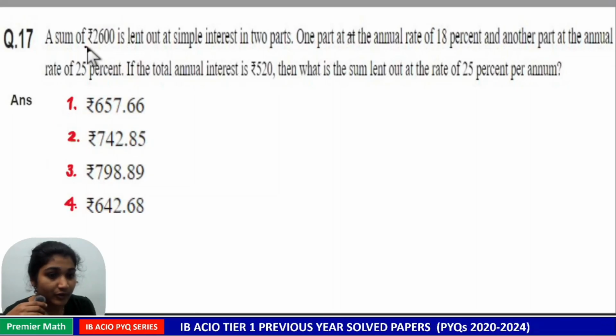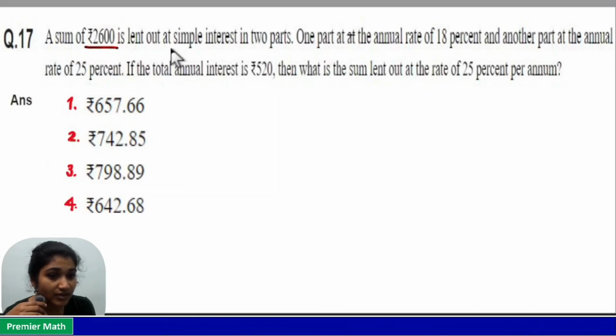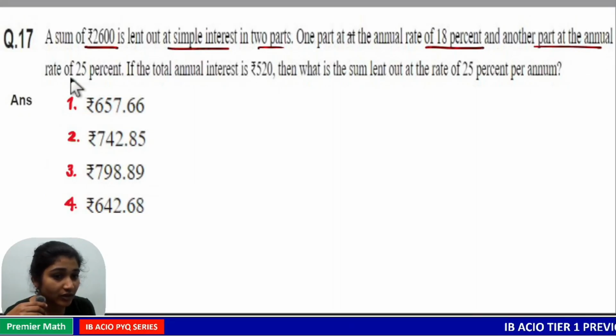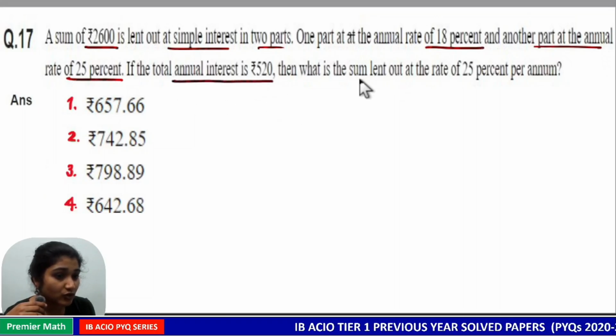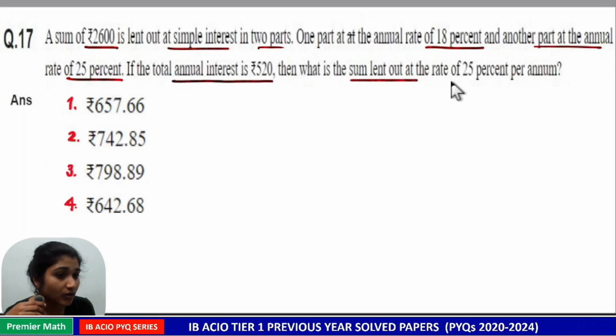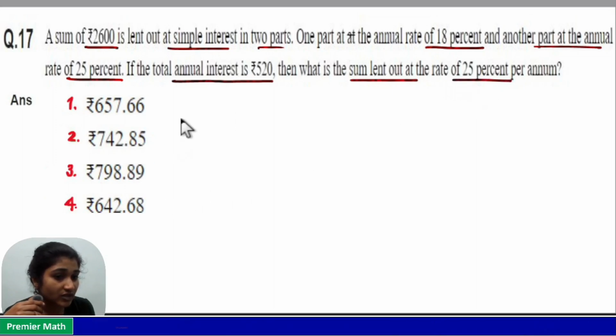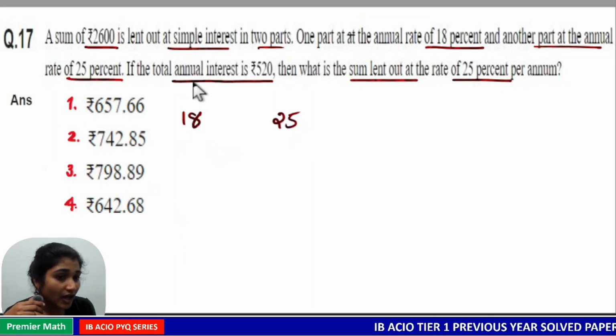A sum of rupees 2600 is lent out at simple interest in two parts. One part at the annual rate of 18% and another part at the annual rate of 25%. If the total annual interest is rupees 520, then what is the sum lent out at the rate of 25% per annum? Here we can use the allocation method. One part lent at 18% and another part lent at 25%. Now, the combined annual interest from these two is equal to 520 rupees.